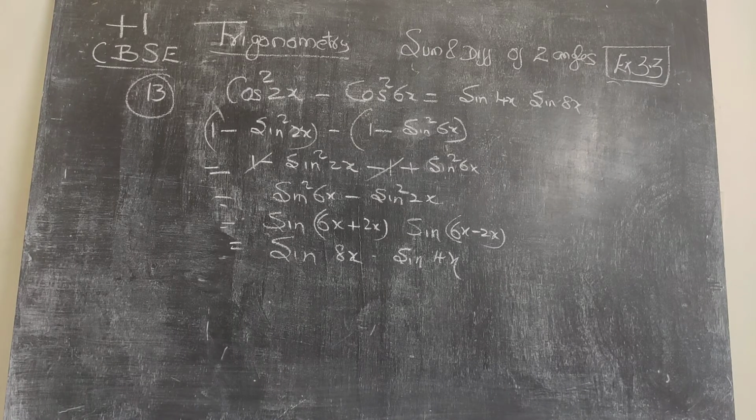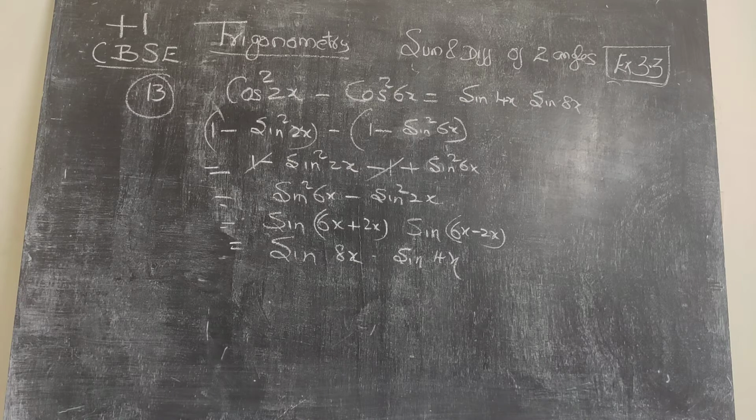Question number 13, cos square 2x minus cos square 6x. We have to prove sin 4x into sin 8x. There is no formula for cos square x minus cos square y. Cos a plus b into cos a minus b is not cos square a minus cos square b. Cos a plus b into cos a minus b is cos square theta minus sin square theta.